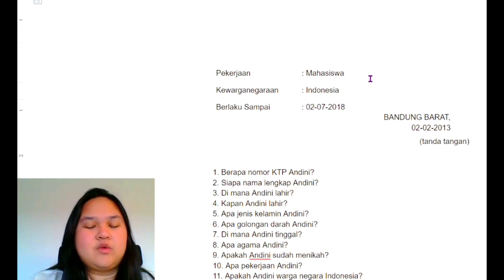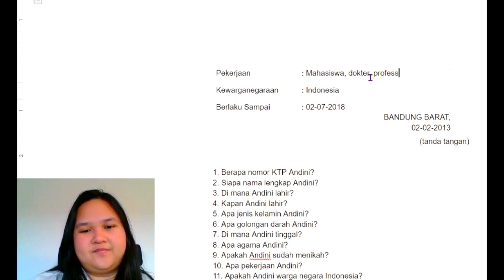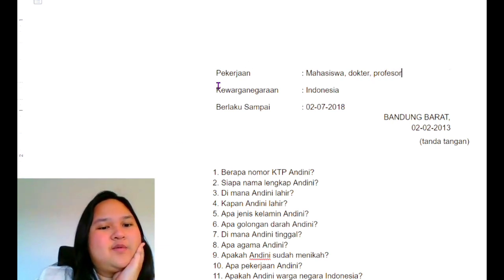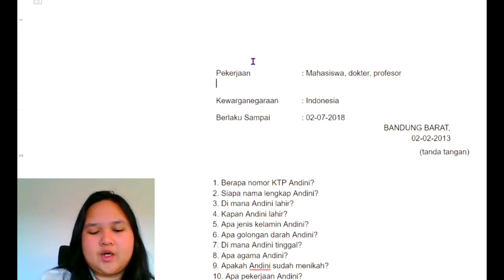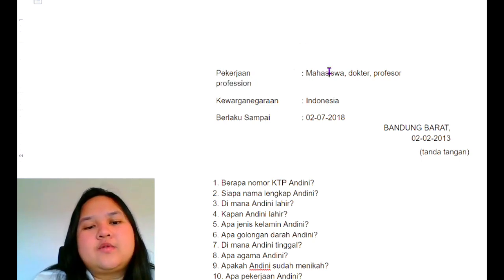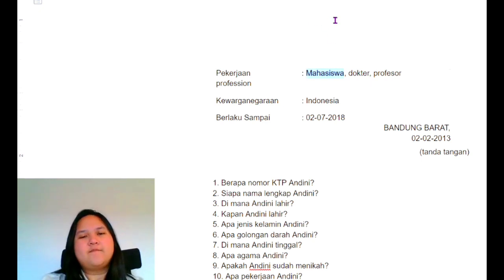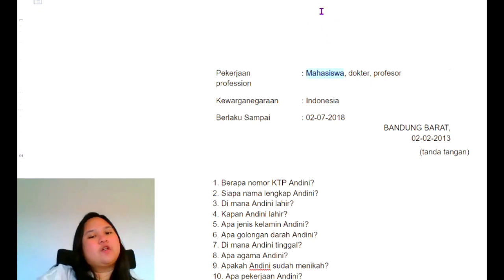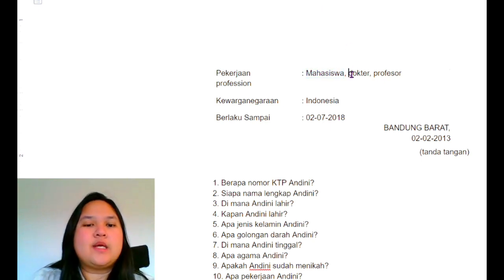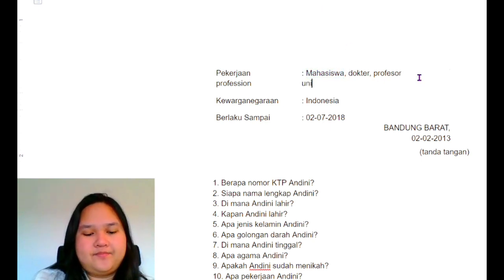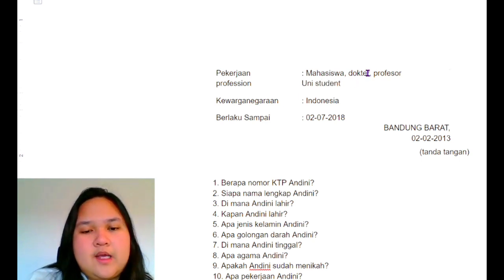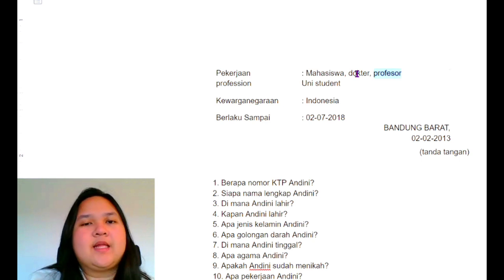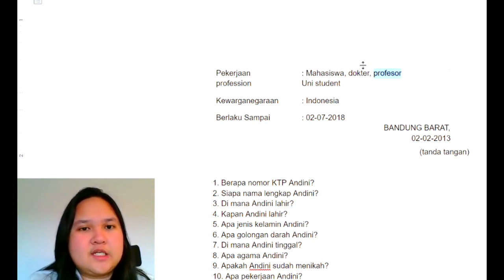And then next one we have pekerjaan. Mahasiswa. I would write another one here. Pekerjaan: dokter, professor. Can you guess what pekerjaan is? Yes, correct. It's a profession or an occupation. So here it's written mahasiswa. Mahasiswa is a student in higher education, for example, university. So mahasiswa is university student. And we have doctor, professor. I think it's a bit similar to English as well.